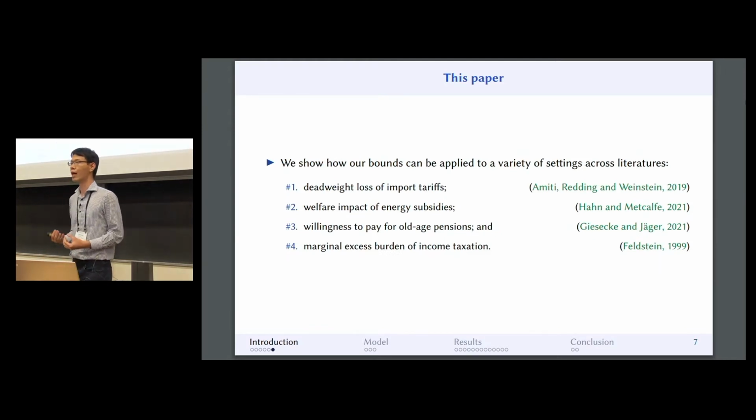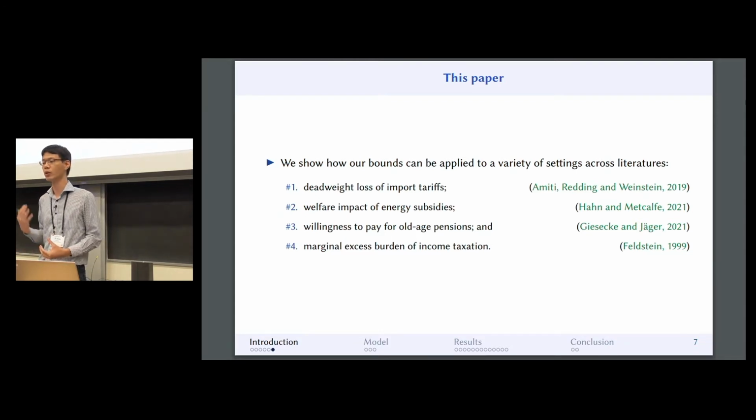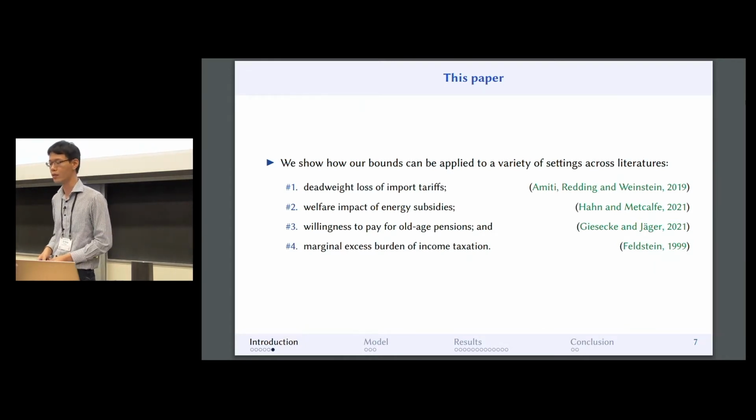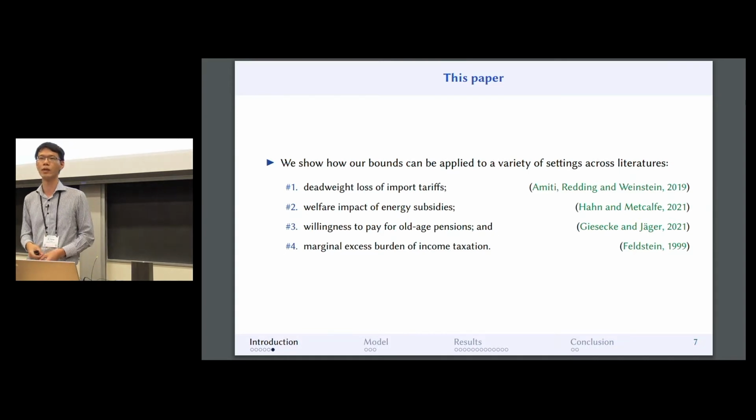In addition to deriving all these theoretical results, theoretical bounds, we also have an applied section of the paper where we show how these bounds can be applied to a variety of settings across different literature, including tariffs. We also looked at energy subsidies, pensions, as well as the classic problem of income taxation.